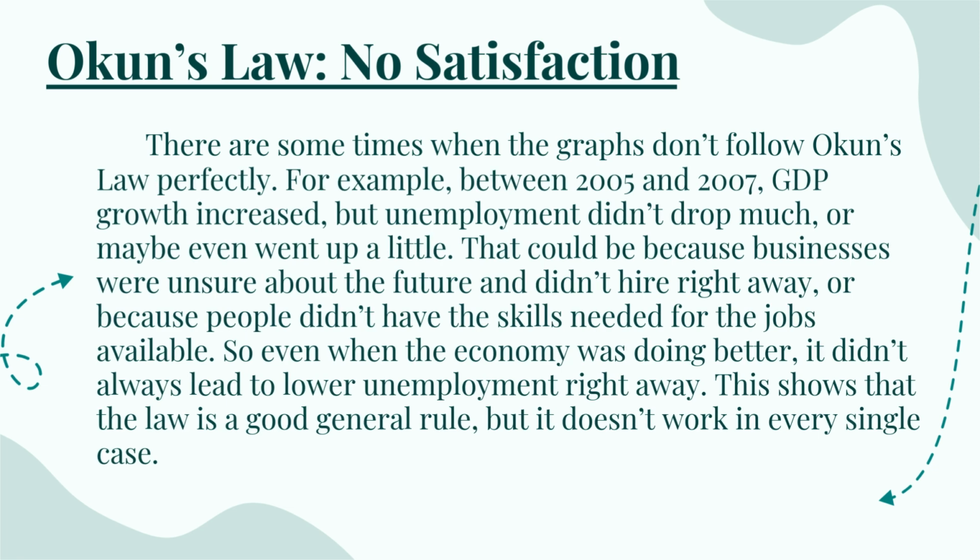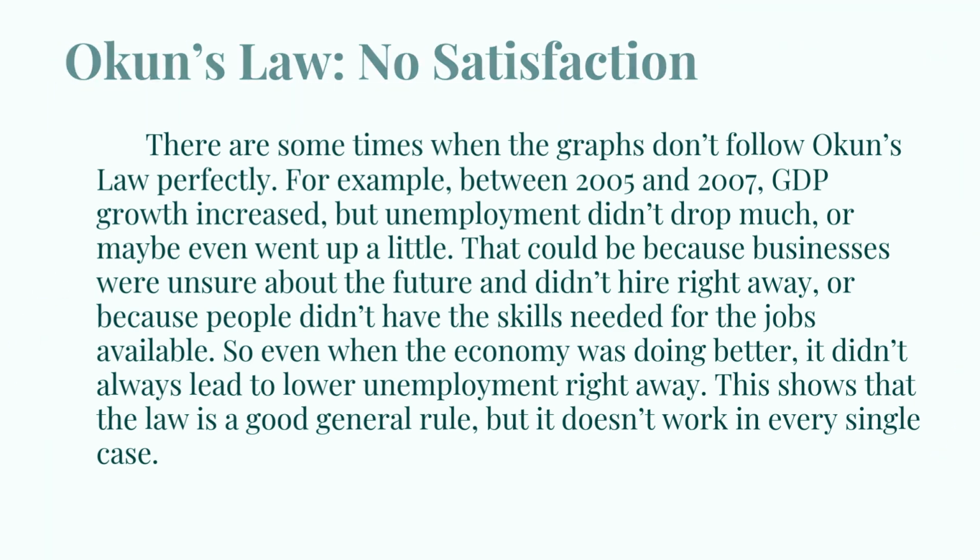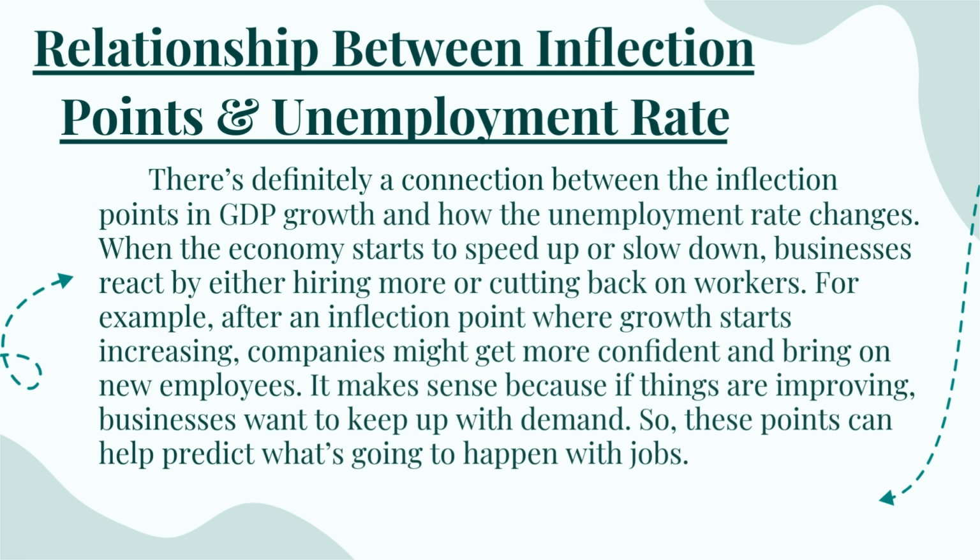However, Okun's law isn't perfect. Between 2005 to 2007, GDP growth increased, but unemployment didn't fall much. That might be due to uncertainty or a mismatch in job skills. This shows that while the law is useful, it doesn't explain everything.